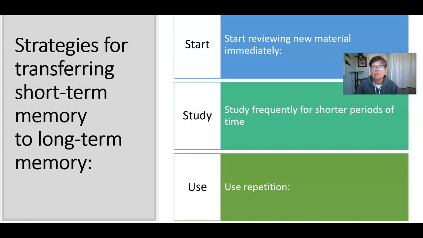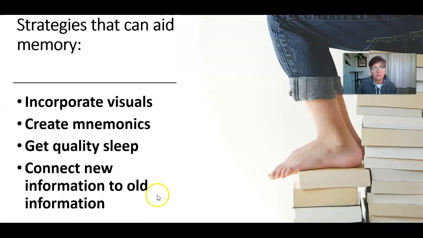So start by reviewing the new information immediately. So things you learned in class or on videos, or if you're reading a textbook, reviewing that information as soon as you can. And then studying it for short periods of time and also smaller amounts of material. Know that your brain cannot take in and process lots of information all at once. So breaking it down. And then using repetition. So repeating things over and over again. Using flashcards is a great idea to use repetition and get information going to your long-term memory.